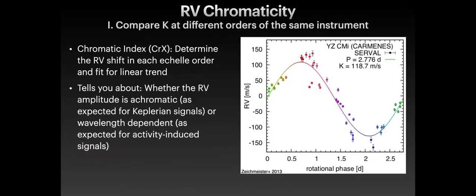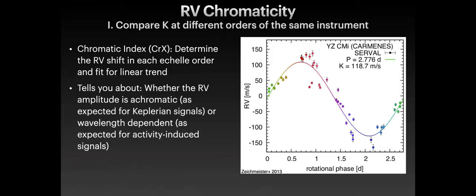The chromatic index is another way to look for signs of variability. It was first shown by Zechmeister et al. in 2013, and it quantifies variations in RV semi-amplitude as a function of wavelength by measuring the K, the semi-amplitude value of a given signal in each of the individual orders of an Echelle spectrograph. And then you fit a line to the resulting wavelength versus K data set. The slope of that line is this chromatic index or CRX value. So for a Keplerian signal, we would expect that the RV semi-amplitude would be the same across wavelengths, whereas variability from spots should exhibit larger RV shifts in the blue portion of the spectrum than in the red, because the spots are cooler than the photosphere and show less contrast at those longer wavelengths.